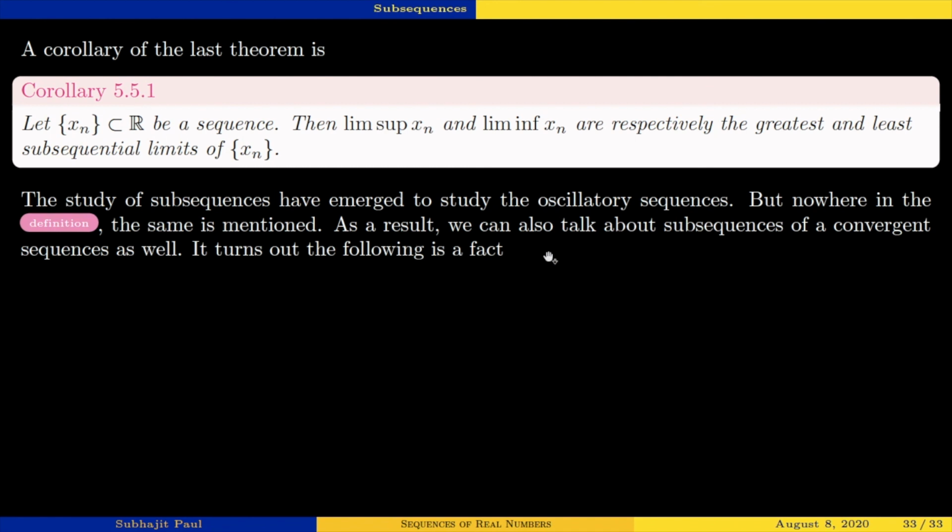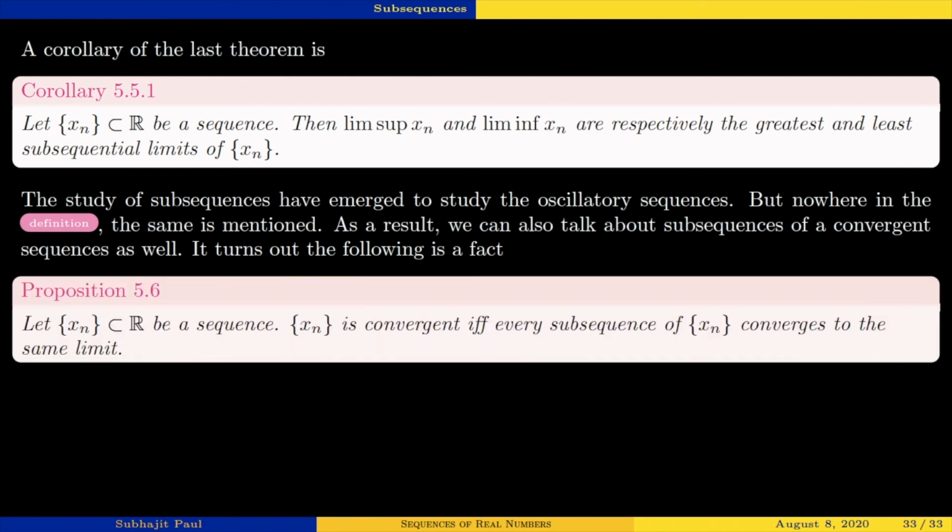As a result, we can also talk about subsequences of convergent sequences as well. It turns out that the following is a fact. Let xn be a real sequence. Xn is convergent if and only if every subsequence of xn converges to the same limit. So any subsequence of a convergent sequence converges to the same limit. And otherwise, if every subsequence of a sequence converges to the same limit, then the sequence will be convergent.